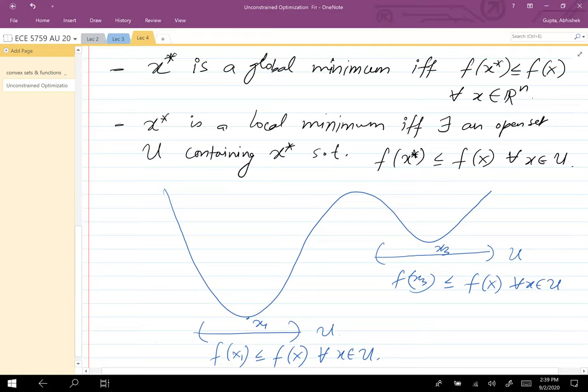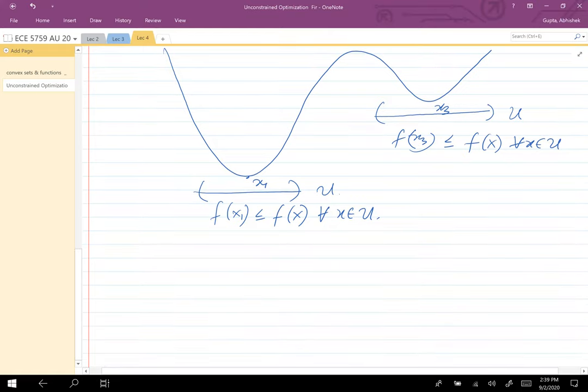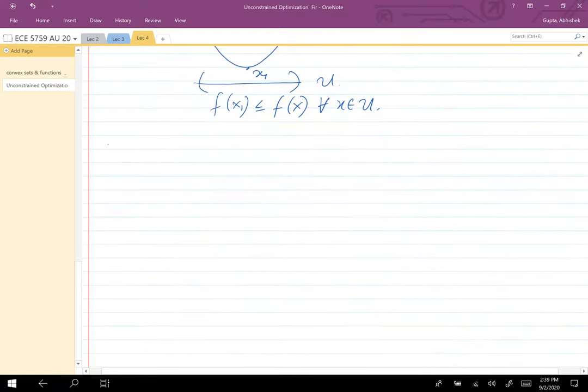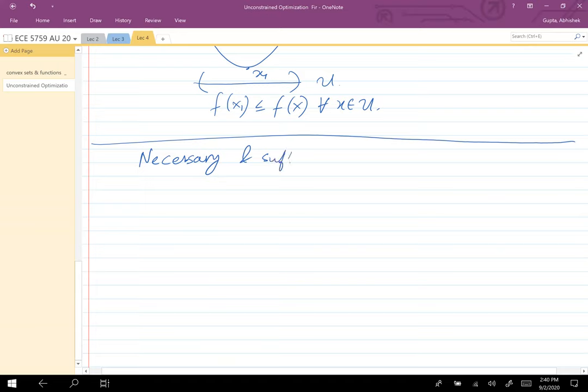Okay. So now, what we are going to do in the next class, the time is up, so we can't go through the new math, but we are going to talk about necessary and sufficient conditions for optimality. So what's a necessary condition?